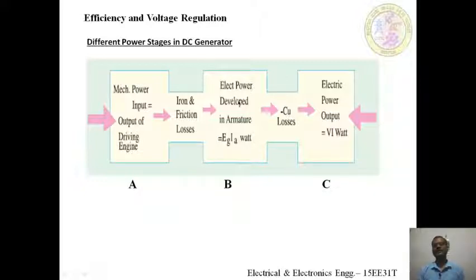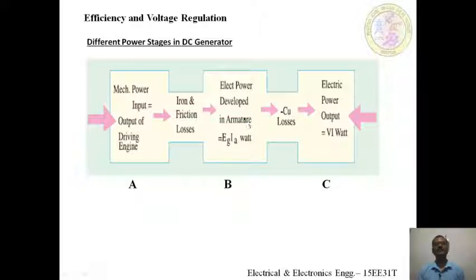When electrical power is developed, that is EMF is induced and current flows through the winding, and when current flows through the winding, copper loss takes place. Subtracting the copper losses from the power developed in the armature, we get the total output power at the output terminal. This is the power available at the output. That is stage C. That is the useful power which can be connected to load. These are the various stages of the power in the DC generator.